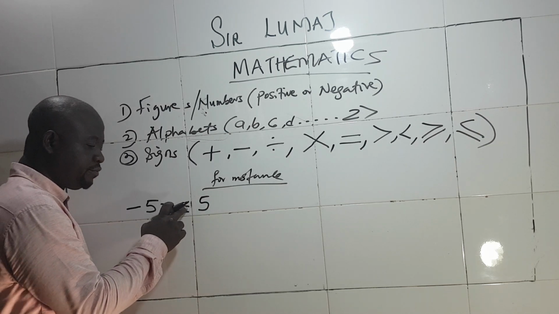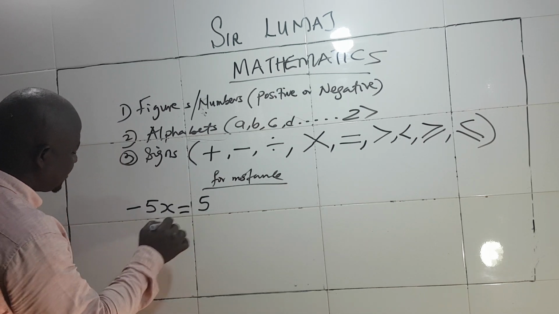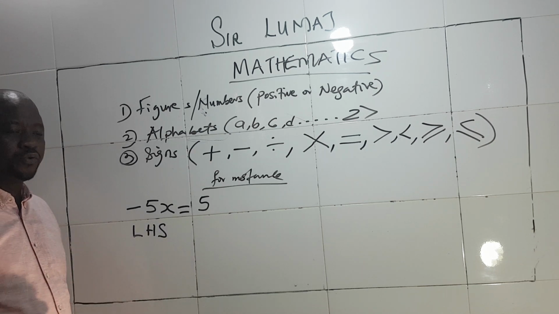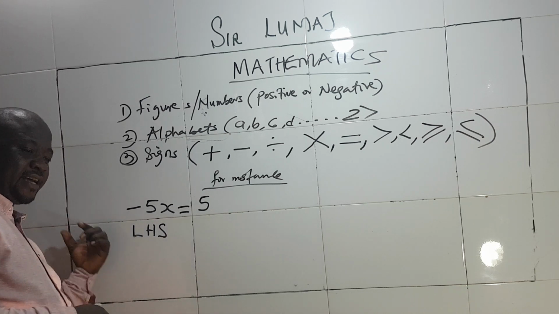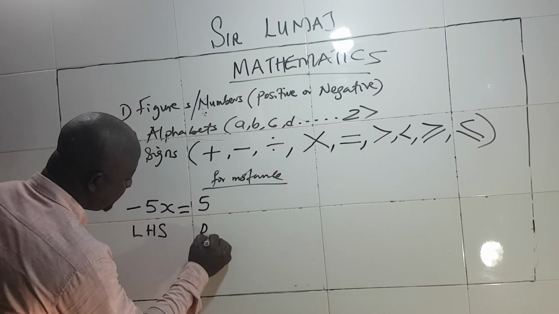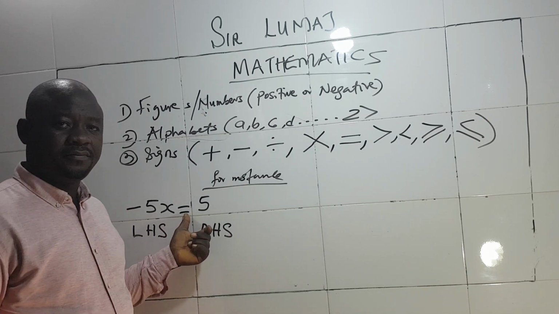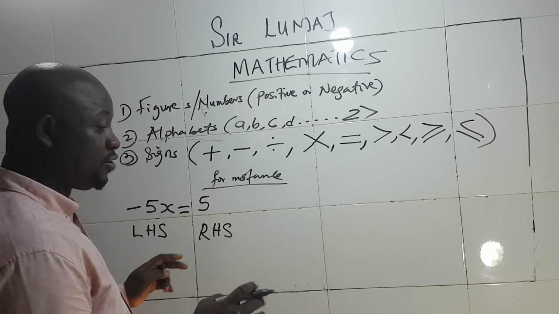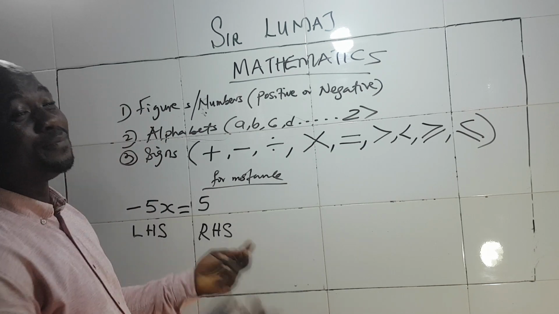This equal to means that whatever you have on your left hand side, so in your textbook, when you see LHS, it means left hand side, must be equal to what you have on your right hand side. That's the meaning of this equal to sign. Even if you don't understand anything in mathematics, just follow me. And I tell you, within the shortest period, you become a genius in mathematics. Mathematics is very simple, very cheap.